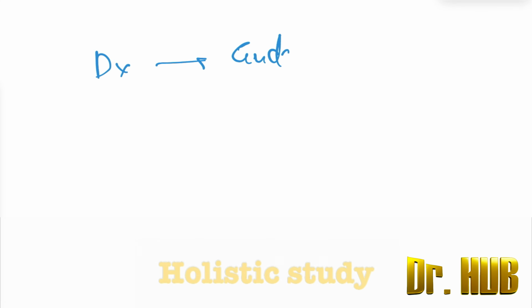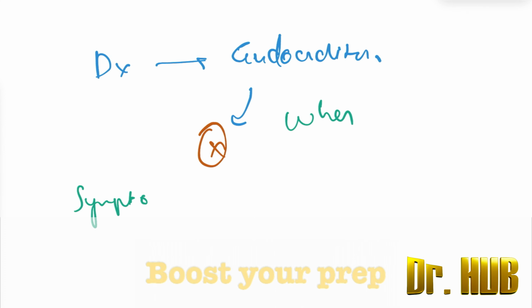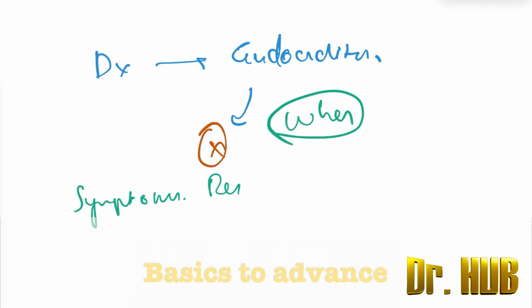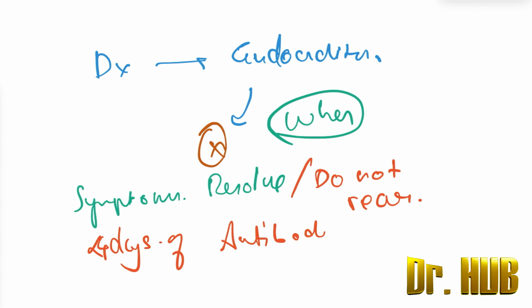So this was about the major and the minor criteria. There are some other important points to note in diagnosing endocarditis. It is rejected if an alternative diagnosis is established. This is when the symptoms resolve and do not recur, and this is in less than 4 days of antibiotic therapy.